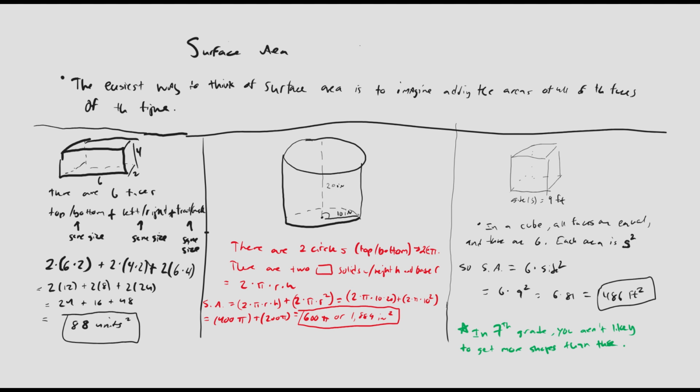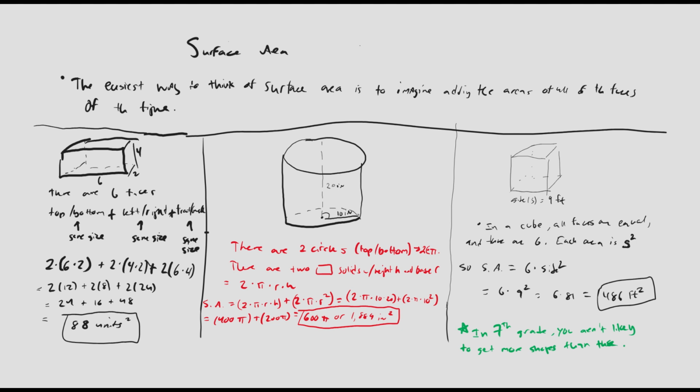Then we just do the same thing for the left and right. 2 times, in this case, 4 times 2. For the front and back, it would be 2 times 6 times 4. It's 2 times 12 plus 2 times 8 plus 2 times 24, 24 plus 16 plus 48, which makes 88 square units. It's still in the second power, just like area, because it is surface area.